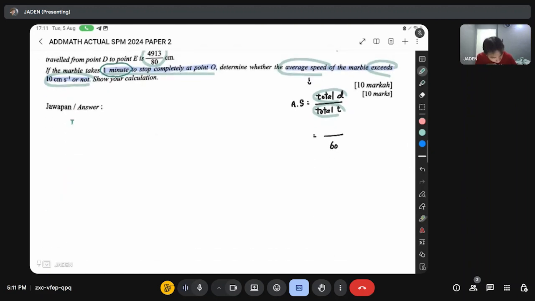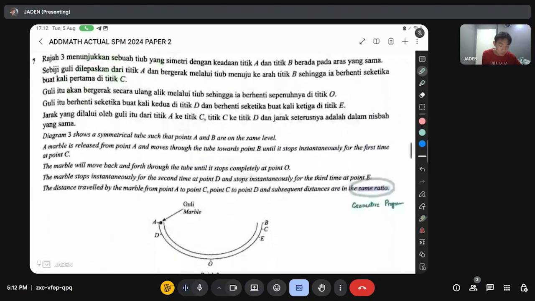The T1, right, is actually from point A going to point C. Your T2, right, is point C to D. Your T3, right, is D to E. Okay, because this is basically what they mentioned in the question.